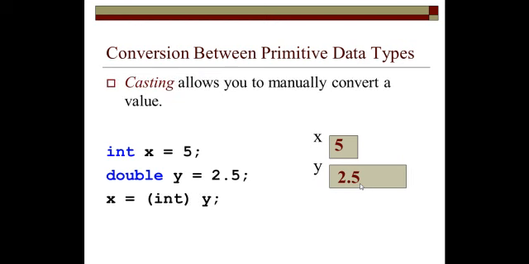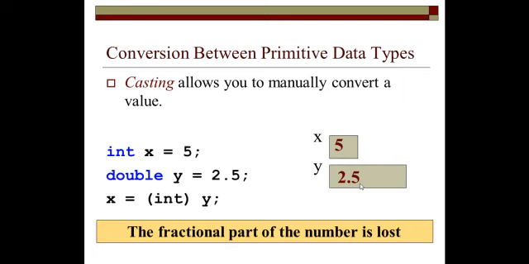Now, if I really want to force it, I want to convert that double into an integer so I can store it. I can cast it. Casting allows you to manually convert a value. What you do with casting is put the new data type in parentheses in front of the variable. So here, by placing int in parentheses in front of y, that means take the double variable 2.5 and convert that to an integer. The fractional part of the number is removed. It is truncated. It's lost.